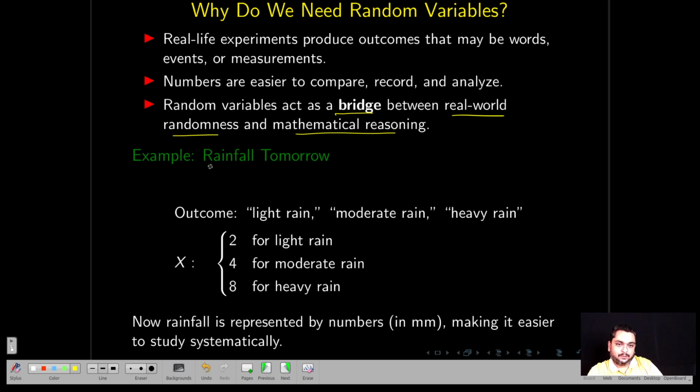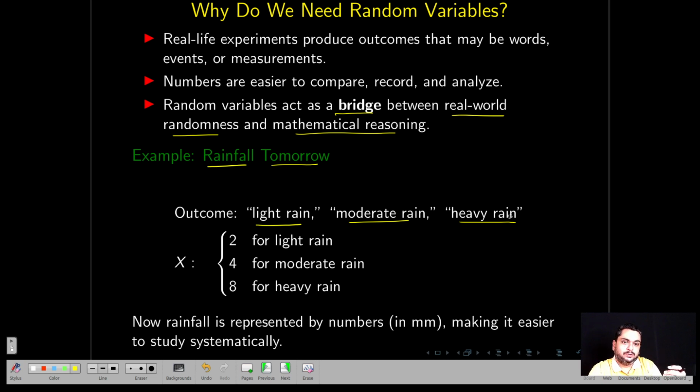Let us see an example, so you can appreciate why we need a random variable. Let us say I am predicting the outcome of a rainfall. Tomorrow it's going to rain, and I have to predict whether it's a light rain, moderate rain, or heavy rain. If I say it like this, how will you quantify this?